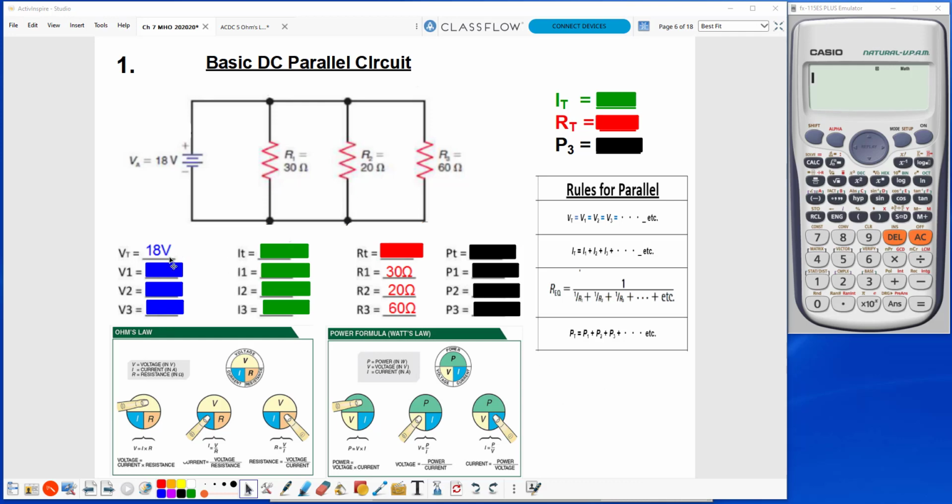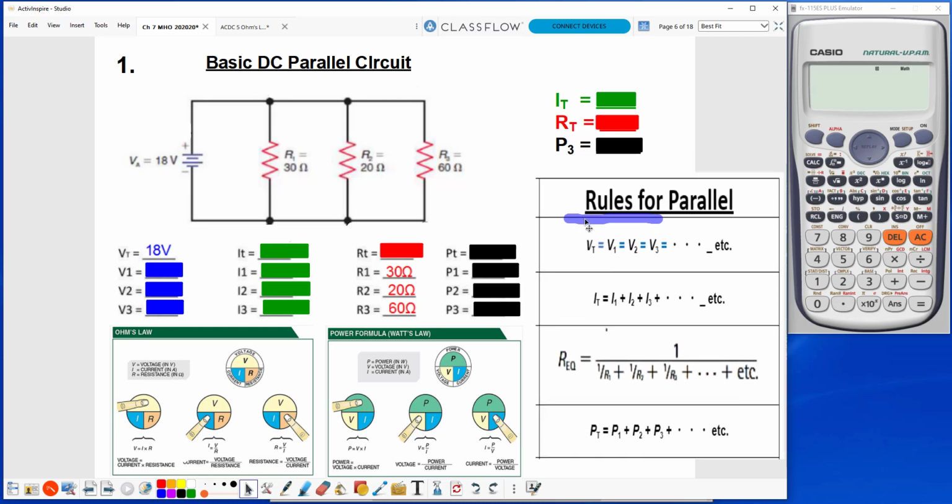So as I said, I begin by filling in my known values. I have 18 volts VT. Sometimes you will see VA, which means applied voltage. VA and VT are used interchangeably. I have an R1 of 30 ohms, an R2 of 20 ohms, and an R3 of 60 ohms. If I look at my rule for voltage in a parallel circuit, it shows me here that voltage stays the same in a parallel circuit. So I can go ahead and fill in all of my voltage values, 18 volts all the way down.